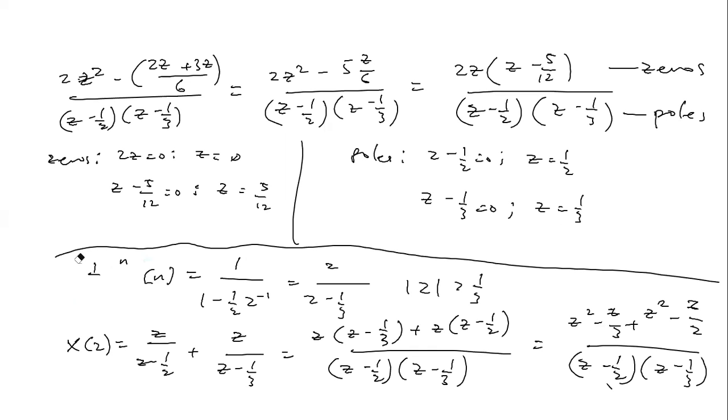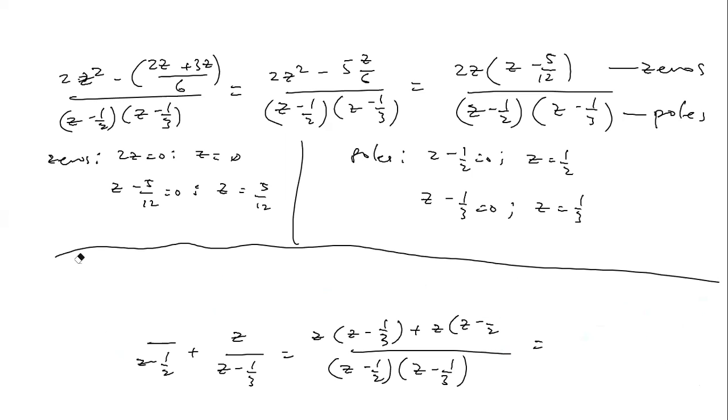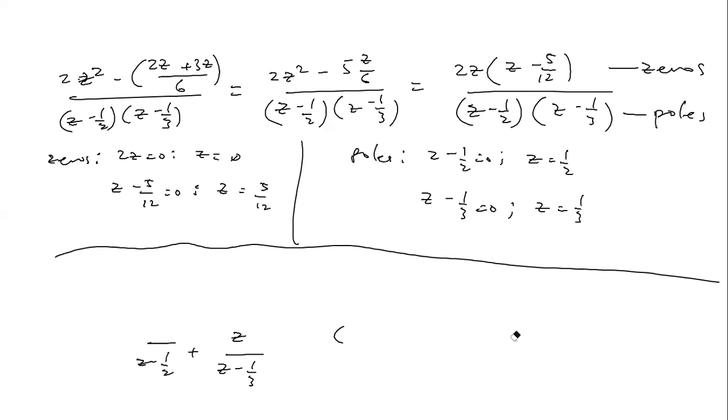So now we can plot, okay? So let us plot. Now we have a 0 at 0. Let's use blue to indicate the zeros. We have a 0 at 0, and then we also have a 0 at 5 over 12. That's a positive value. So let's say 5 over 12. That's where we have a 0.